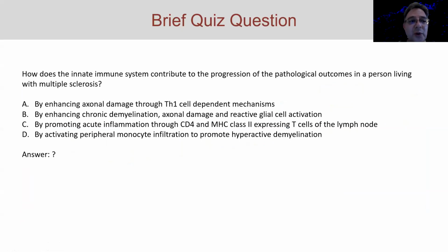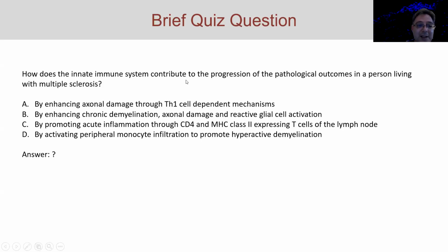So here's a brief quiz for you. Quick question: how does the innate immune system contribute to the progression of the pathological outcomes in a person living with multiple sclerosis? Is it A, by enhancing axonal damage through Th1 cell-dependent mechanisms? Is it B, by enhancing chronic demyelination, axonal damage and reactive glial activation? Is it C, by promoting acute inflammation through CD4 and MHC class II expressing T cells of the lymph node? Is it D, by activating peripheral monocyte infiltration to promote hyperactive demyelination?